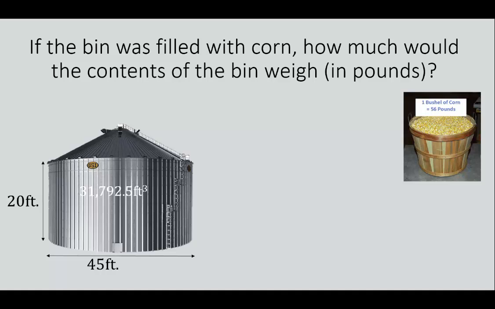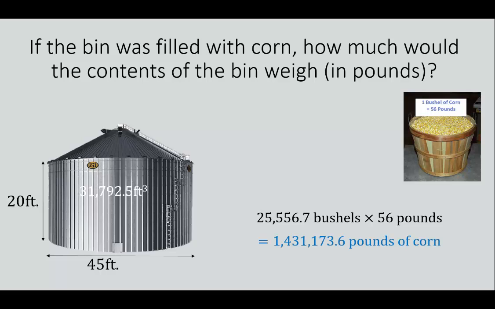For this problem, we are going to fill our grain bin with corn. We have 25,556.7 bushels in our grain bin, and each bushel weighs 56 pounds. If we multiply these two numbers together, this means we have 1,431,173.6 pounds of corn stored in our grain bin.